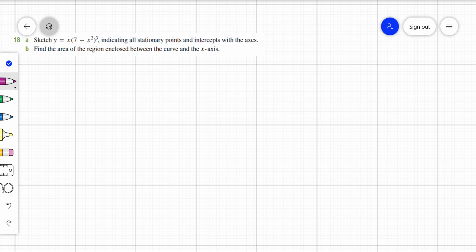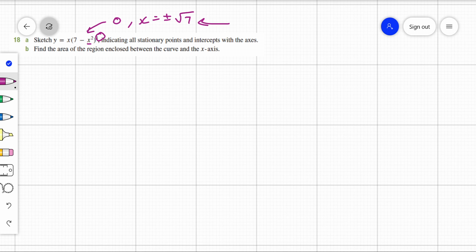Alright, so we have to sketch this function. And if you have a look at it, it's pretty easy to see the x-intercepts as is. So if I'm looking at this, I can see the x-intercepts as 0, and then from here I can see x would have to be plus or minus root 7. And because that's a 3, I can see these are going to be triple roots, these roots here.